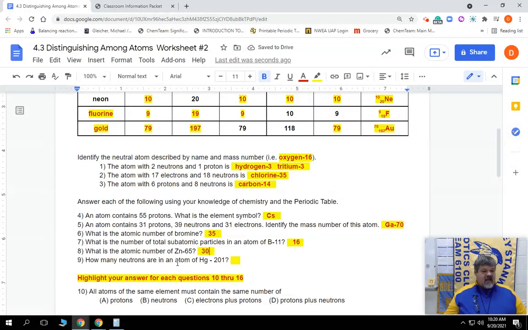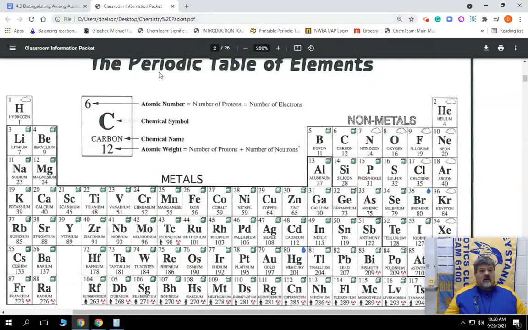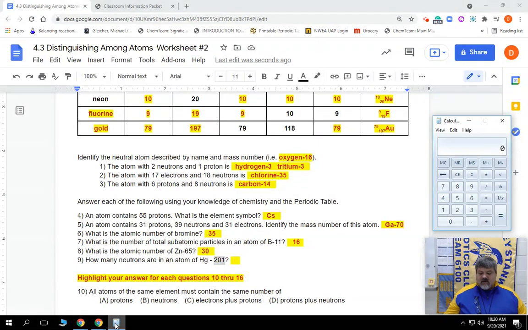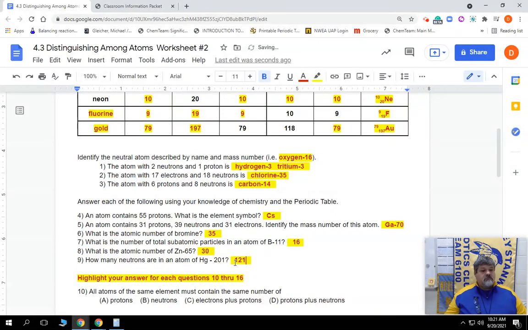So how many neutrons are in an atom of mercury 201? Okay, we know this is the mass number. So we're going to go ahead and look at mercury, right? Mercury 201. And I have 80, so I'm going to subtract these two numbers. So I'm going to go back to this over here, and I'm going to hit my calculator, and I'm going to take our 201, and we're going to subtract the atomic number, which is the number of protons, which was 80. Hit my enter, and I know that there are 121 neutrons.